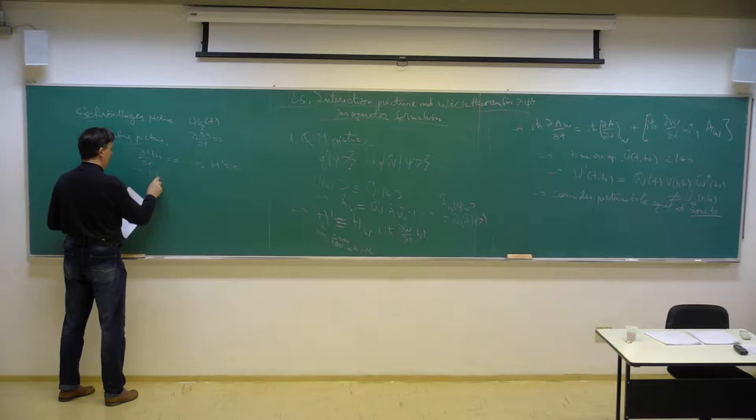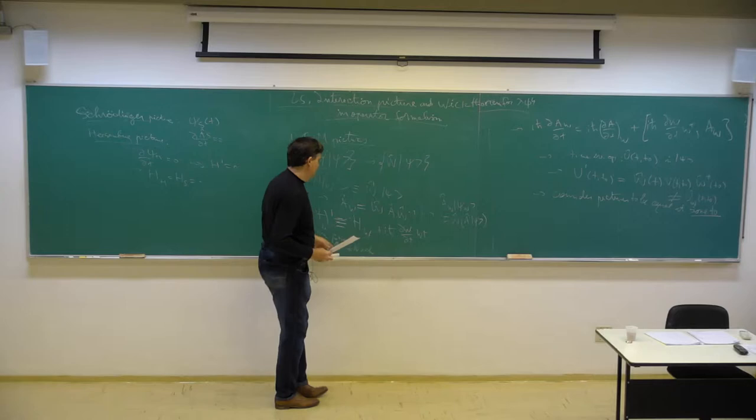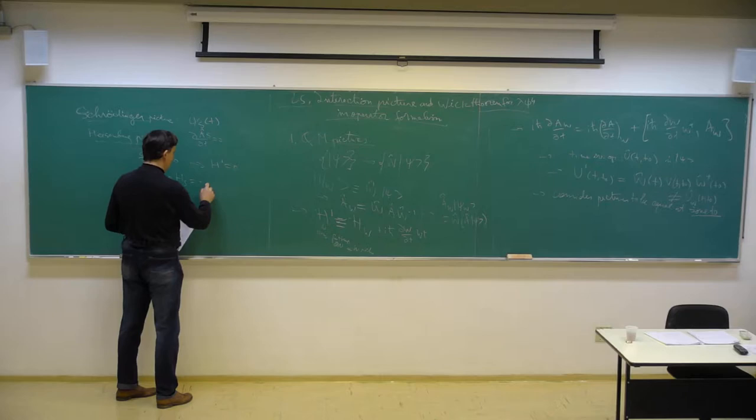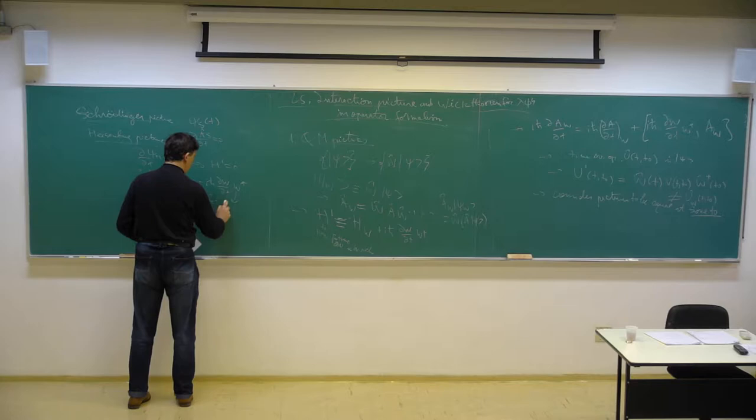And then because of this relation, H prime being zero, and H prime, we know it's this, right? Then we can say that the Hamiltonian is also equal to minus i h bar dW/dt W dagger, where the W is the one that takes you between Schrödinger and Heisenberg. Okay?